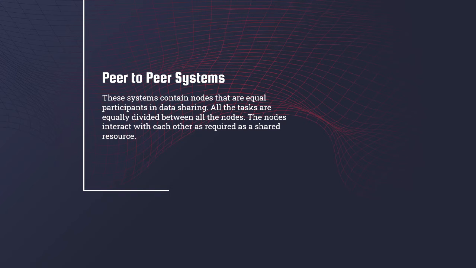Peer-to-peer systems. These systems contain nodes that are equal participants in data sharing. All the tasks are equally divided between all the nodes, and the nodes interact with each other as required as a shared resource. Peers are both suppliers and consumers of resources.